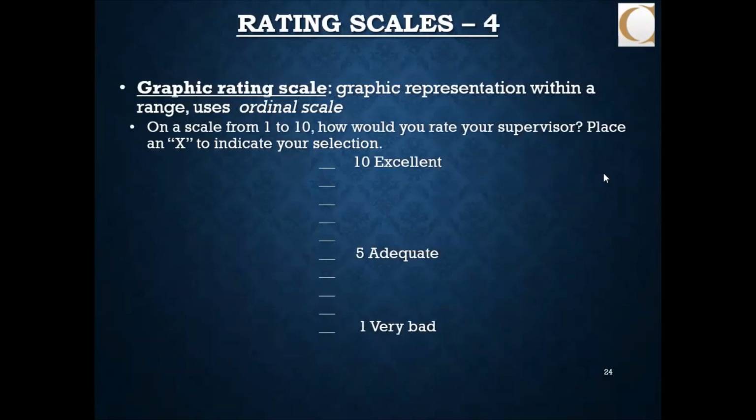So graphic rating scale, graphic representation within a range, uses an ordinal scale. So like you can determine the rating of your supervisor. You just put an X. This is a good rating scale. It's kind of like the ordinal, kind of like the category one. So you rank them: X for 10, X for 5, X for 1, or anything in between.